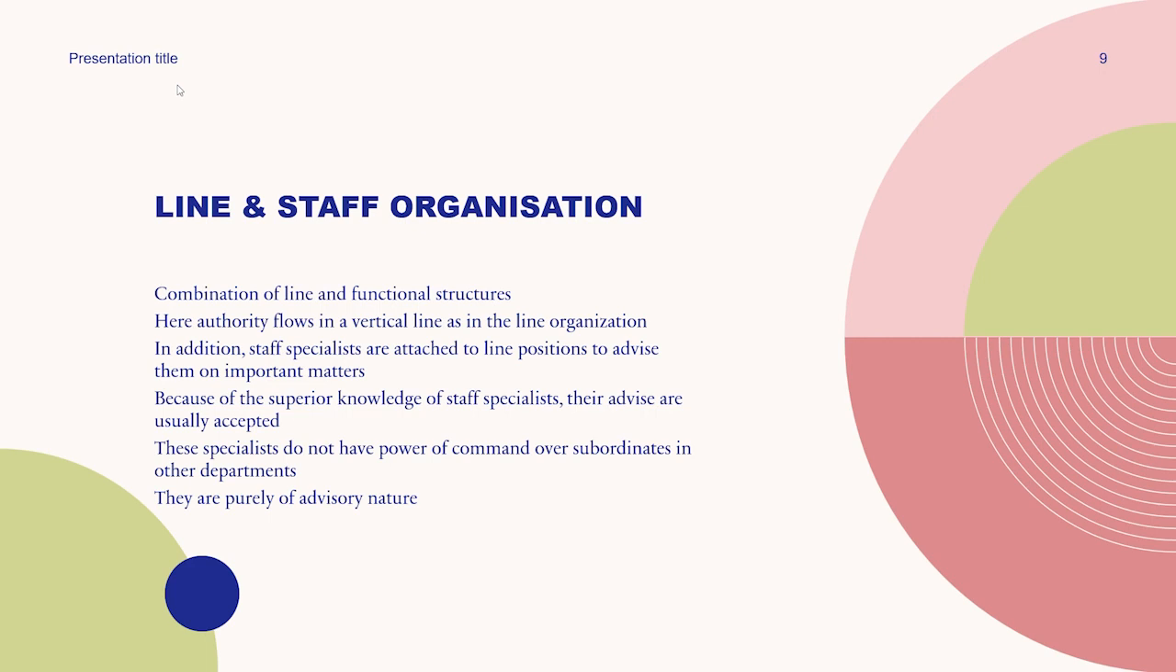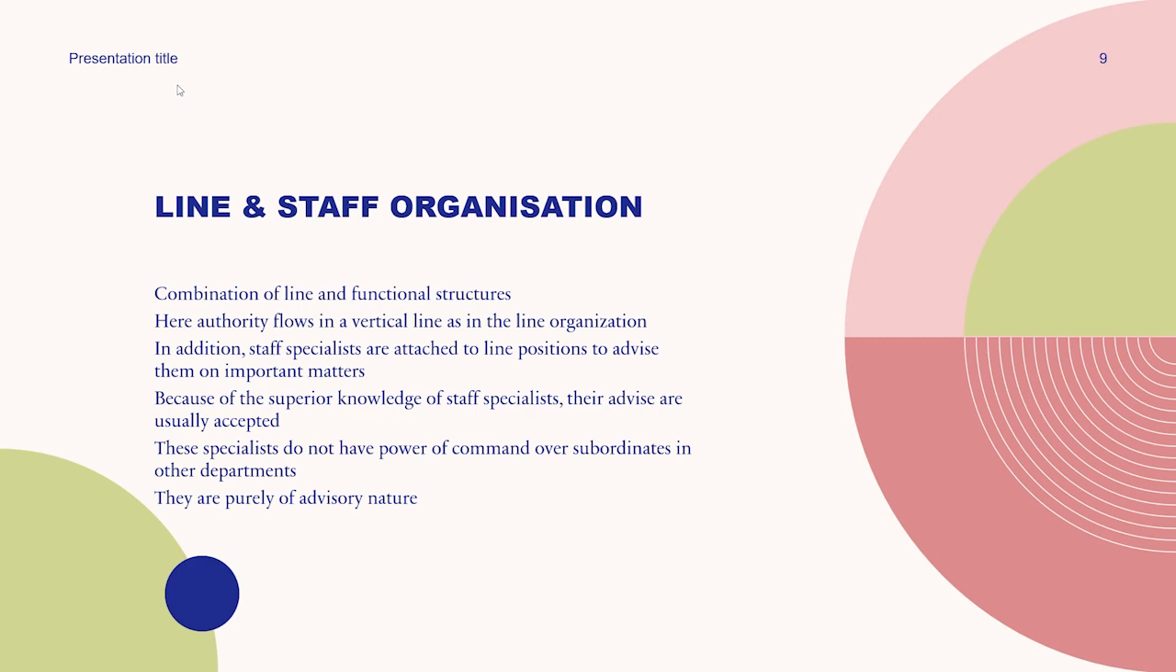Now, in line organization, authority flows in a vertical line. In addition, staff specialists are attached to line positions to advise them on important matters. The specialists do not have any power of command over subordinates in other departments. They just have to advise. Their role is only advisor.